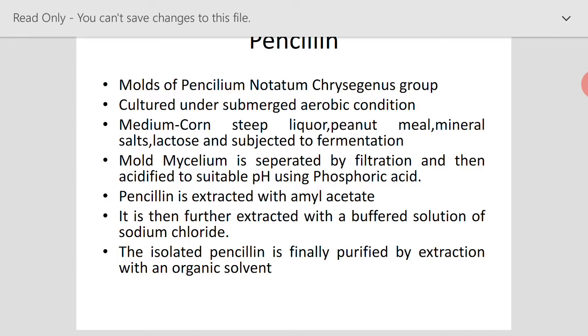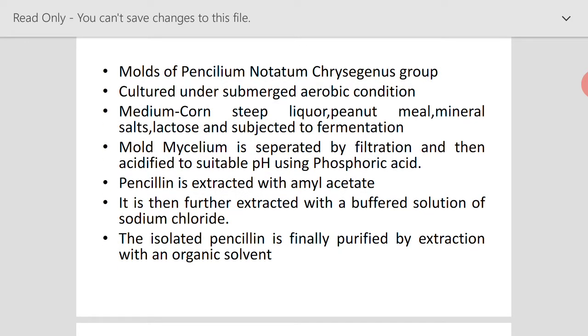Then the penicillin is extracted with amyl acetate. So still it will be in an impure form. It is then further extracted with a buffered solution of sodium chloride. The isolated penicillin which is finally extracted is then purified along with an extraction with an organic solvent.